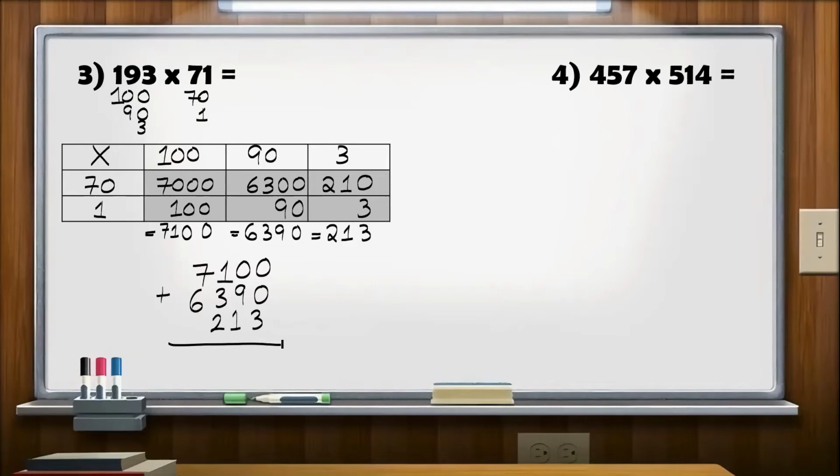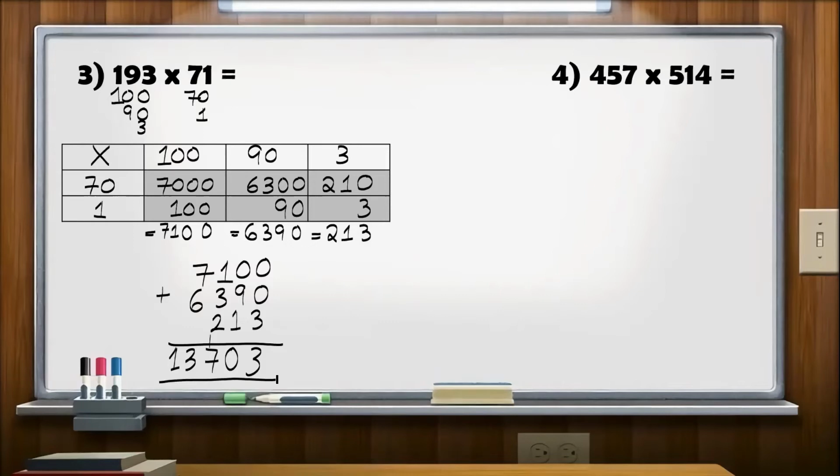I'll start with the units. 0 plus 0 plus 3 is 3. 0 plus 9 is 9, plus the 1 is 10. I put the 0 there and I carry the 1 over. 1 plus 3 is 4, plus 2 is 6, plus 1 is 7. And then I got 7 plus 6, which is equal to 13. So my answer to 193 times 71 is 13,703.